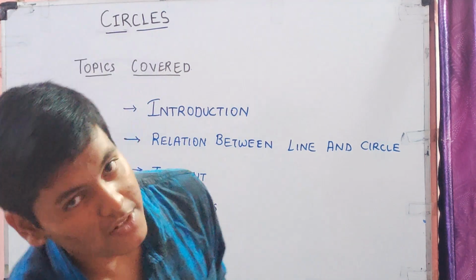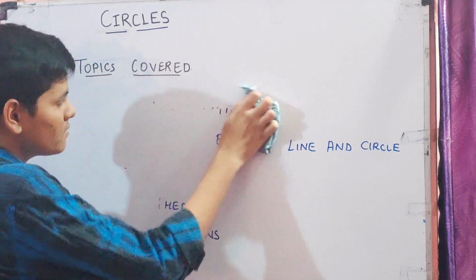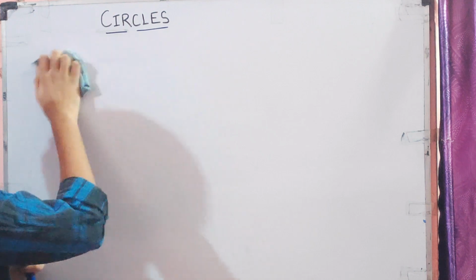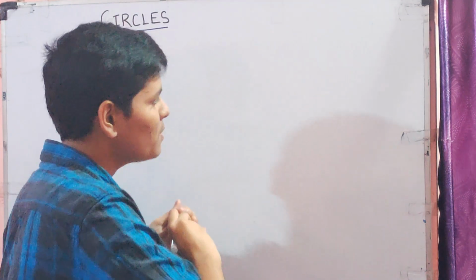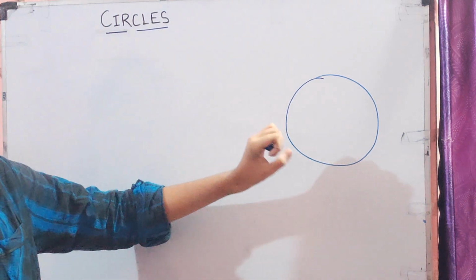So let us start with the first and foremost important question, that is, what is a circle? If we ask ourselves this question, we will just say anything which is round is known as a circle. Suppose we draw a circle over here. This is a circle. But how do we define this?